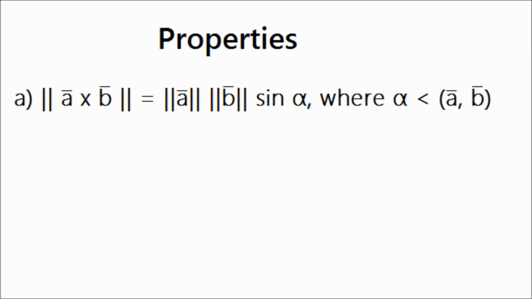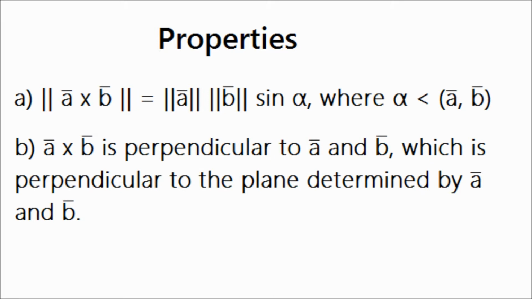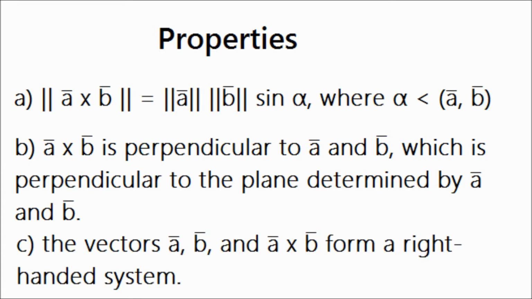The cross product between two vectors, A and B, is a vector quantity denoted by A cross B, having the following properties. The magnitude of A cross B is the magnitude of A times the magnitude of B times sine alpha, where alpha is the angle between A and B. Also, the vector A cross B is perpendicular to both A and B, which means it is perpendicular to the plane determined by the vector A and the vector B. And lastly, the vectors A, B, and A cross B form a right-handed system, as we said earlier.